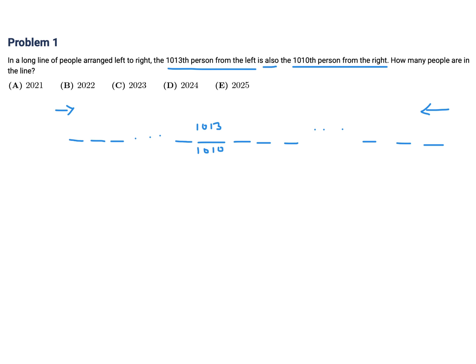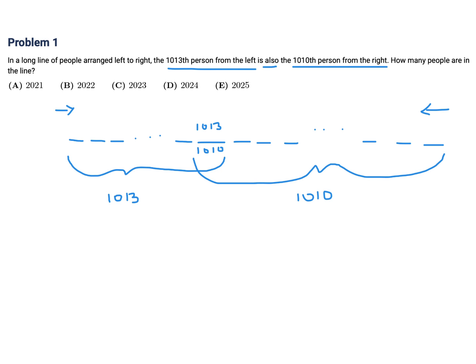So let's see. They want to know how many total. All right, well, that shouldn't be a problem. From here to here, that's 1013. Correct? And then from here to here, that's 1010. So the total would be 1013 plus 1010, but because we counted this guy twice, we have to subtract it once. So this all comes out to 2022. So that would be answer choice B.